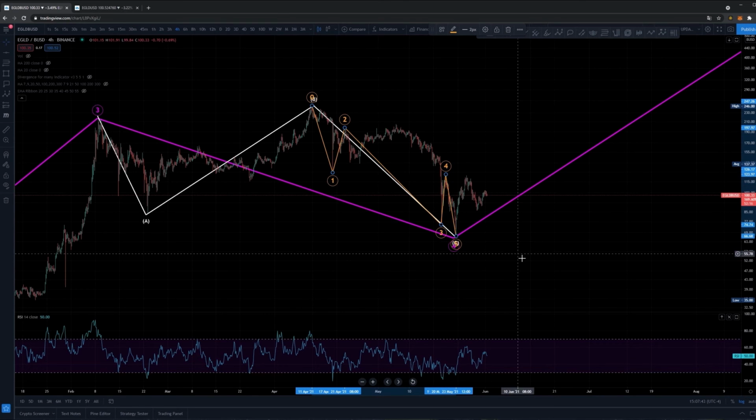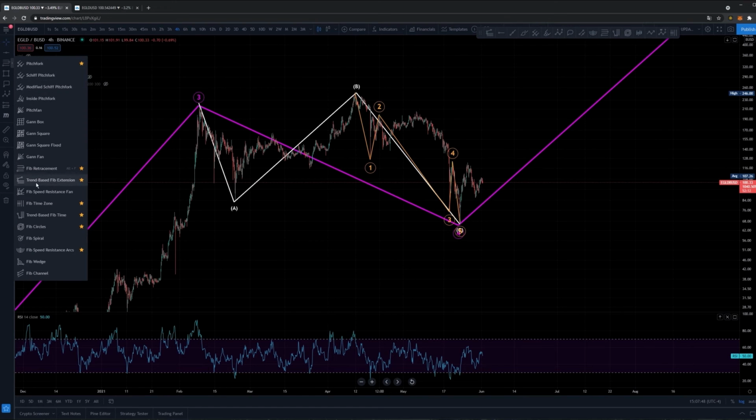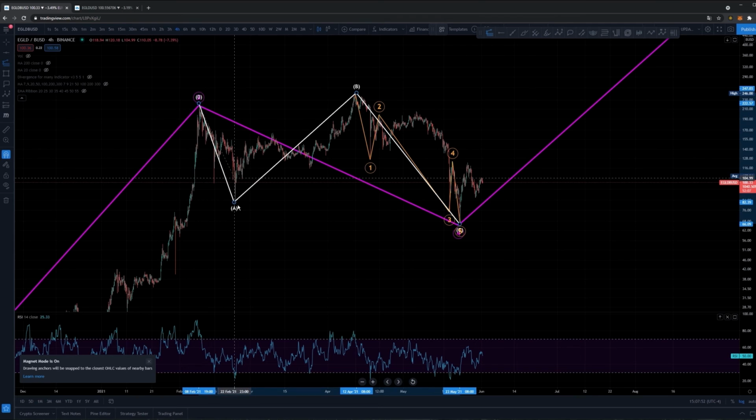But it is possible that we can make an extension. Let's see if we grab the Fibonacci, the extended Fibo, and we try to figure out where are the most probable targets for the C wave.